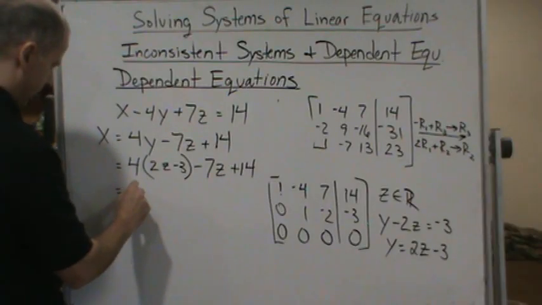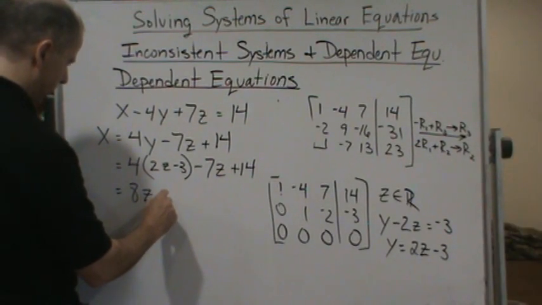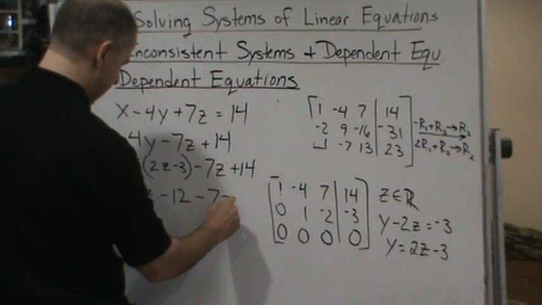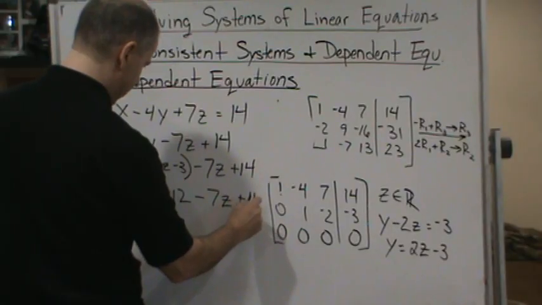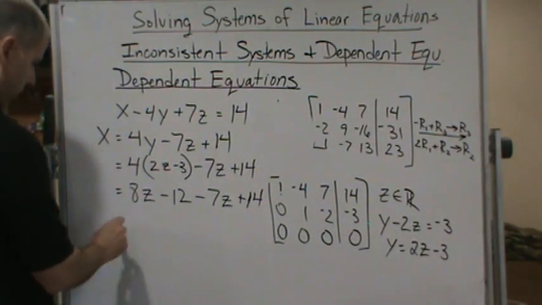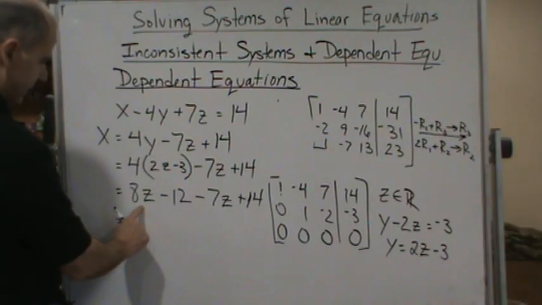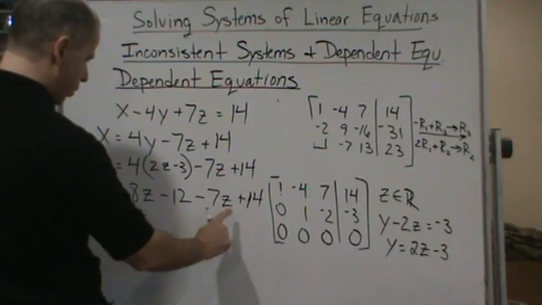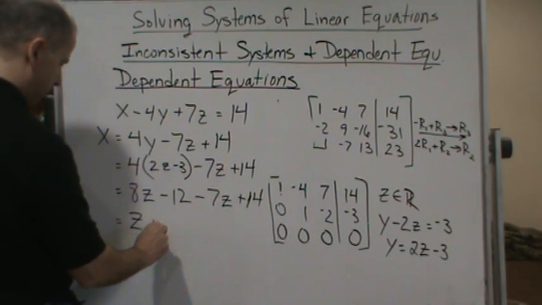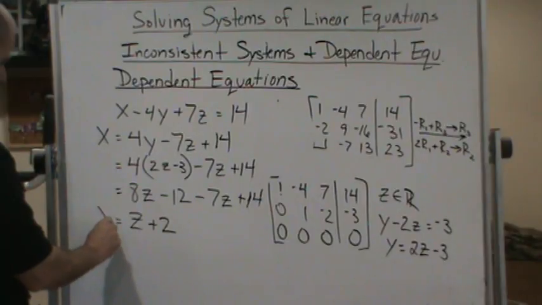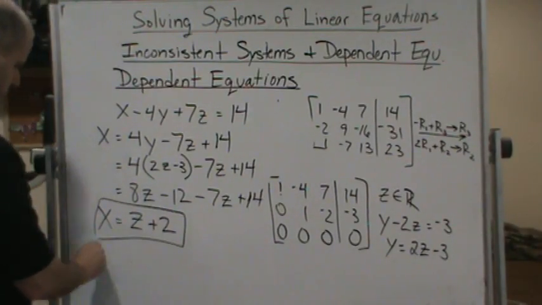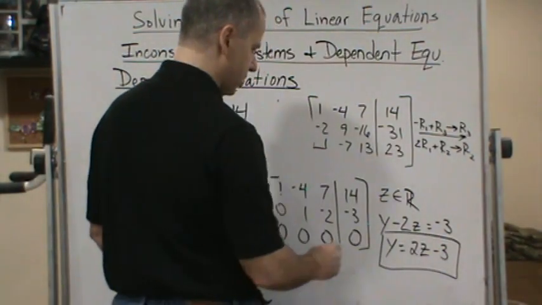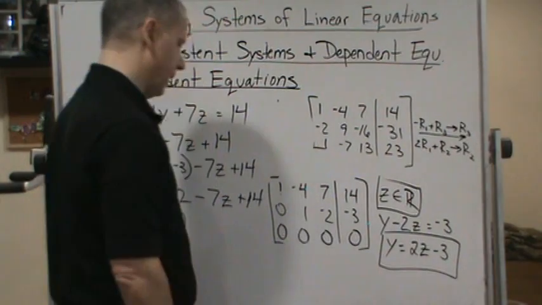So this is going to be 8z minus 12 minus 7z plus 14, and then we're going to combine like terms. So the 8z minus 7z gives us z, and the minus 12 and plus 14 gives us plus 2. So we know that x is equal to z plus 2, y is equal to 2z minus 3, and then z is free to be any real number.